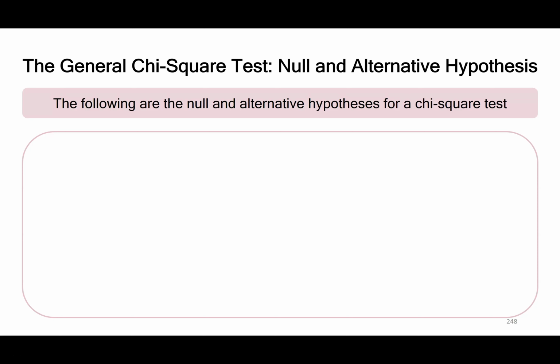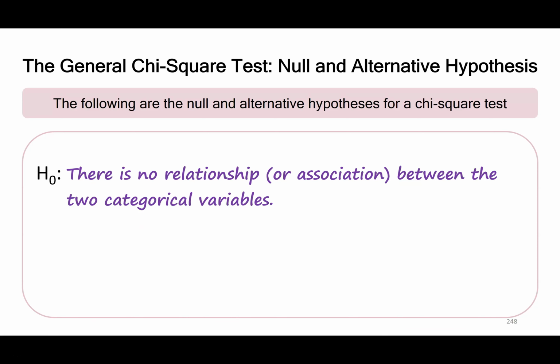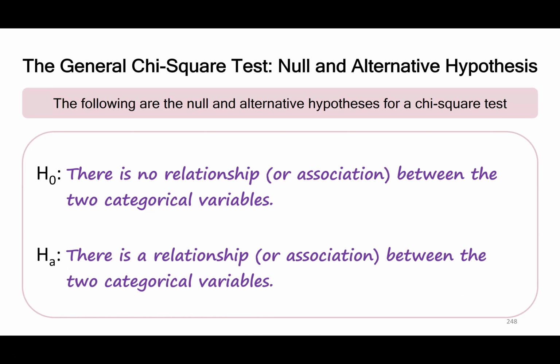So for the null and alternative hypotheses, these will be different. We will not write parameters in them. The null will be that there is no relationship or association between the two categorical variables. In context, you're going to want to say what those are. In the music and wine example, we would say there's no relationship between the type of music played and the type of wine sold at the supermarket. And then our alternative: there is.